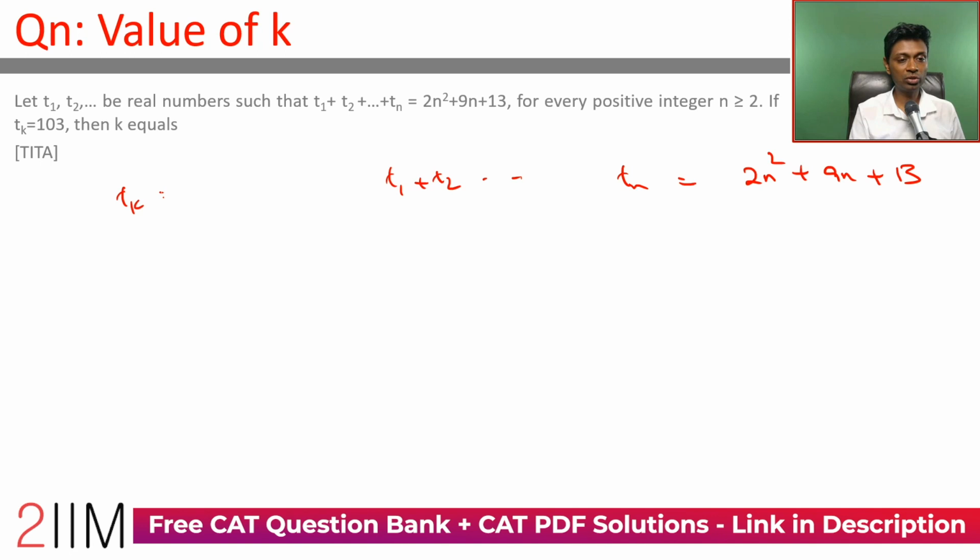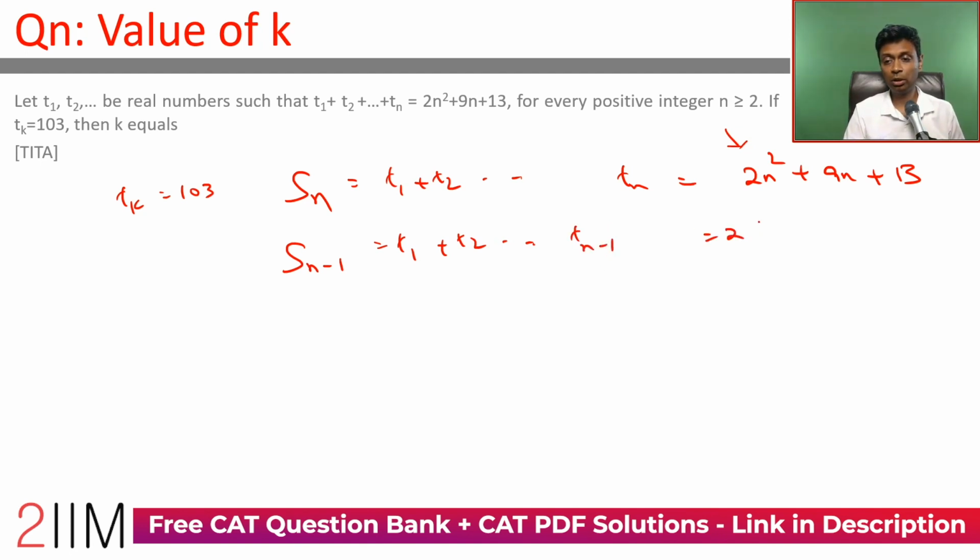Tk equals 103. Then k equals, and a very interesting question. I'm going to call this Sn, sum to n terms. We've been given an expression in terms of n. What am I going to do? I'm going to do sum to n minus 1 terms, which is T1 plus T2 all the way till Tn minus 1. This will be 2 into n minus 1 whole square plus 9 into n minus 1 plus 13.